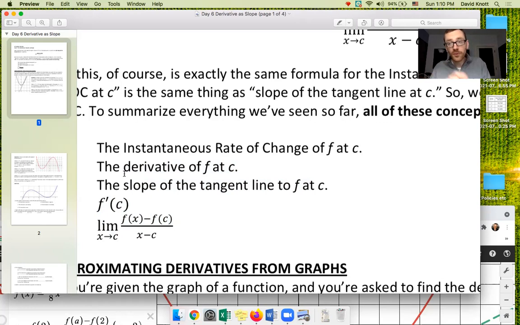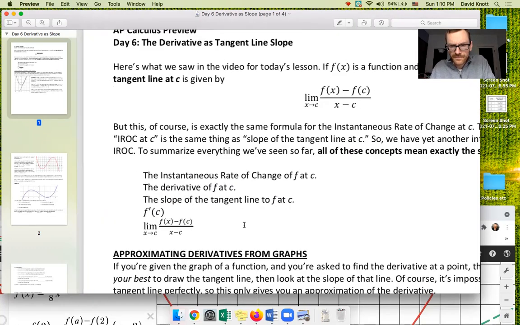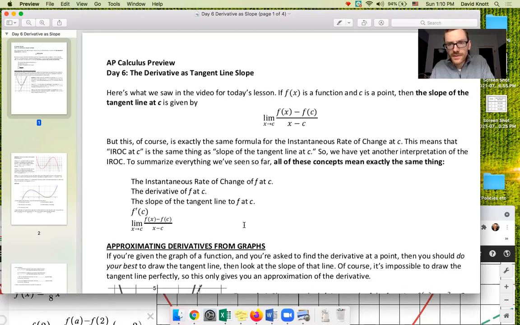There's even going to be one more of these. I'm going to give one more algebraic formula for this concept, the instantaneous rate of change or the derivative, whatever you want to call it. I'll give it to you tomorrow. So that's fine. Now, what I'd like to do now is the following.